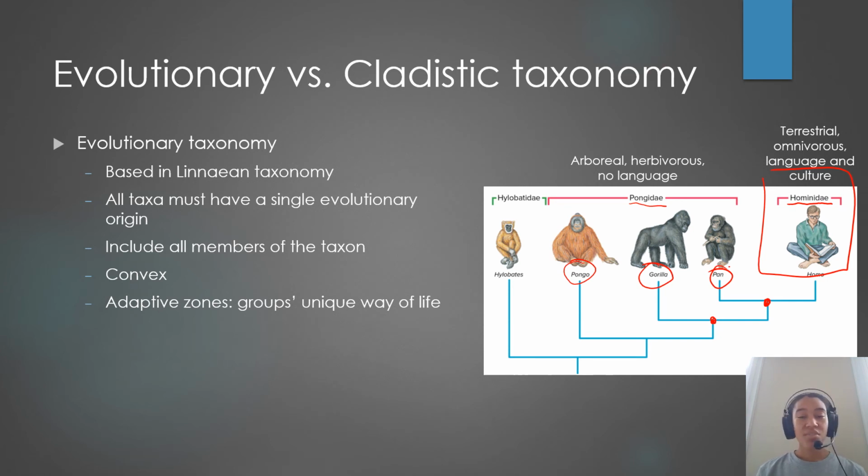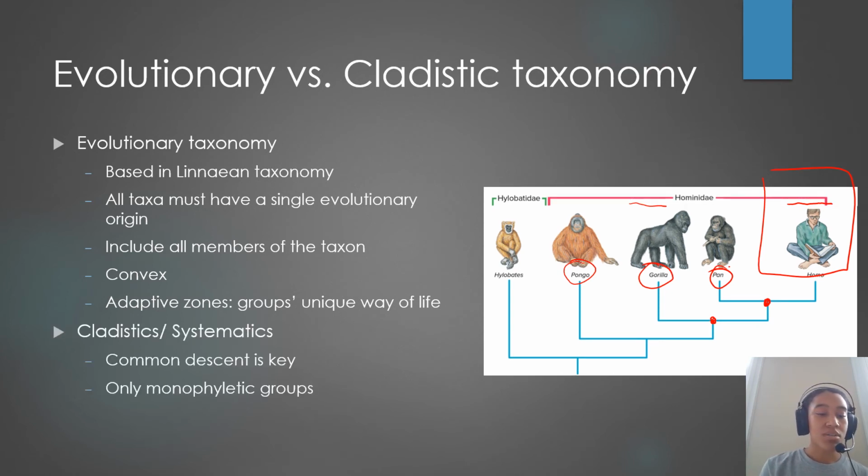A lot of taxonomists had issues with this. They're like, we don't like this paraphyletic grouping. Humans should be included with any group that has chimps because we have a shared common ancestor. Why aren't we being included? And so a different method was developed.